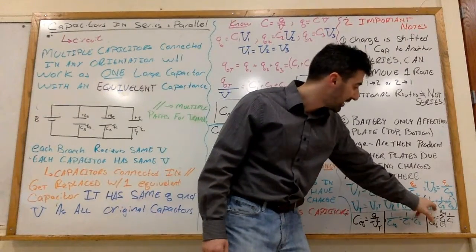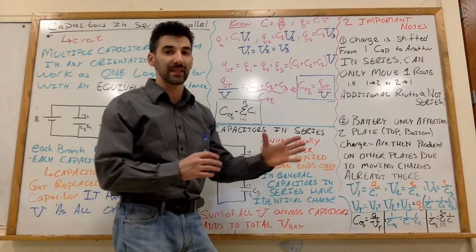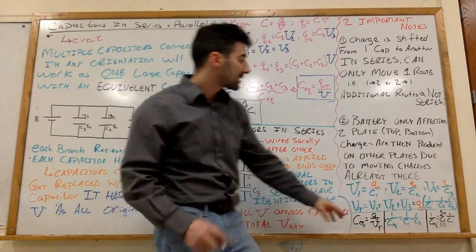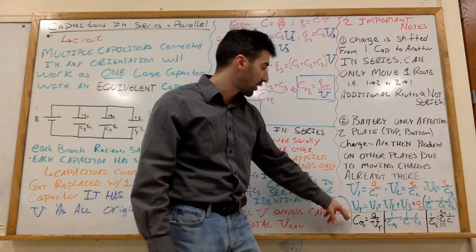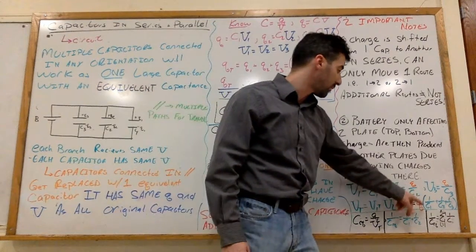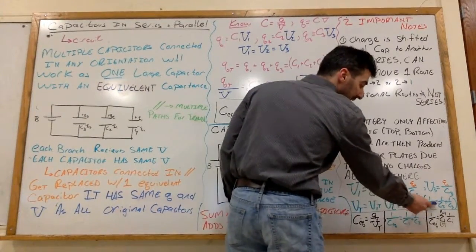Right there, that's my equivalent capacitance. I know it's kind of squeezed in there. I was running out of room. So I divide both sides by Q. I have V total divided by Q is equal to 1 over C1 plus 1 over C2 plus 1 over C3, where that is my equivalent capacitance.